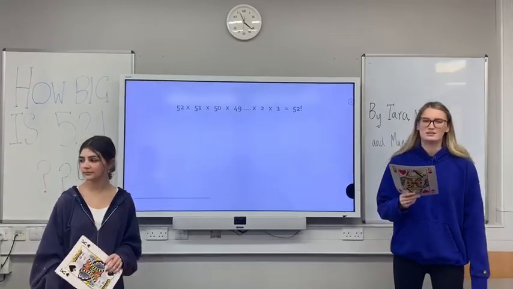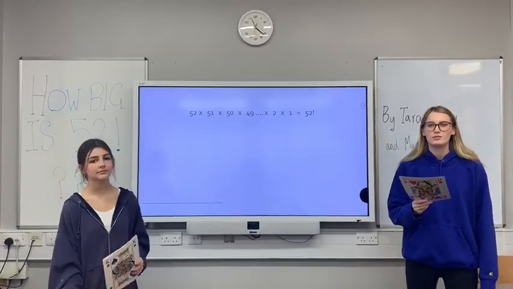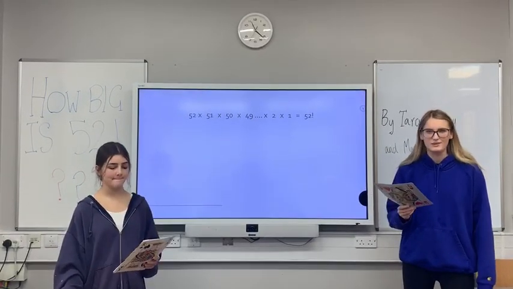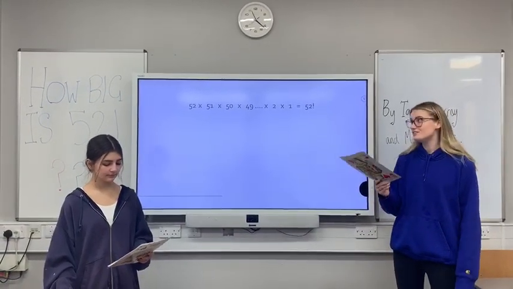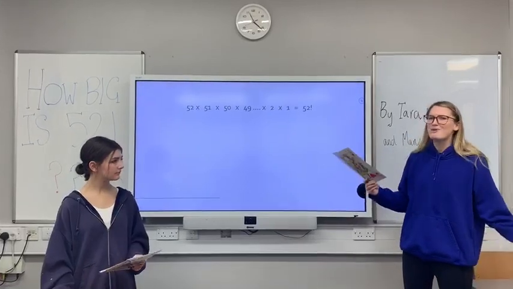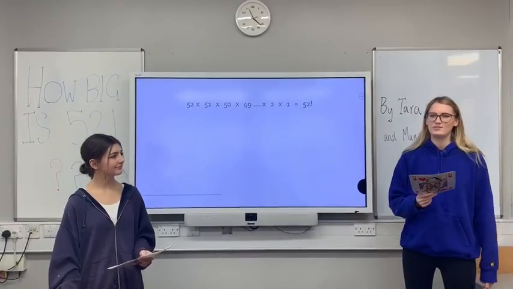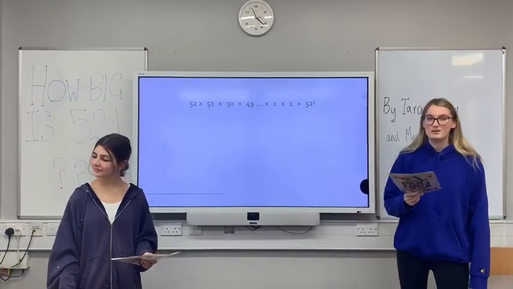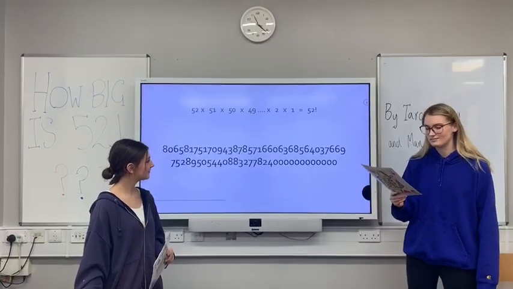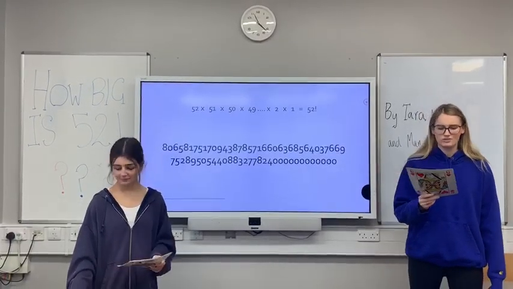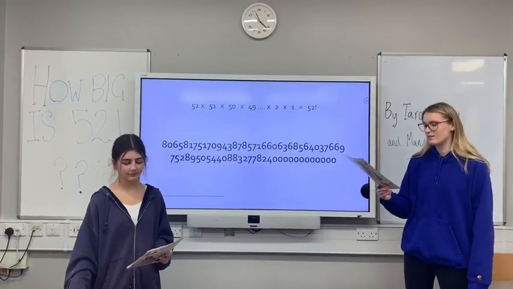The same applies for a deck of cards. If we start with the total number of cards, 52, and multiply it by consecutively smaller integers, we get the value of 52 factorial. But how big is 52 factorial? The exact number is 8.0658 times 10 to the power of 67. Let's put the colossal value of this number into context.